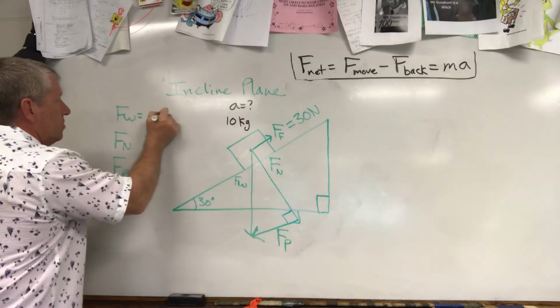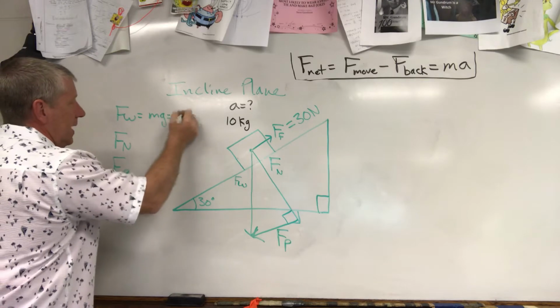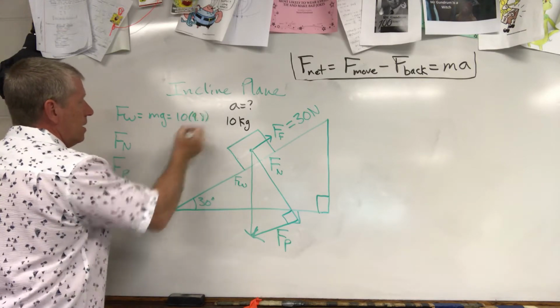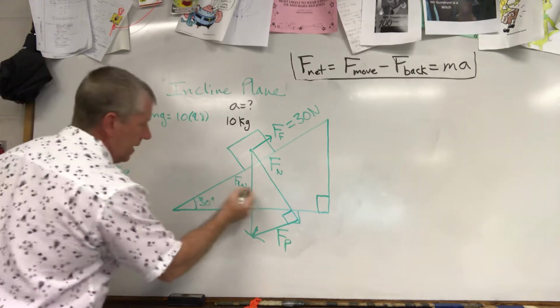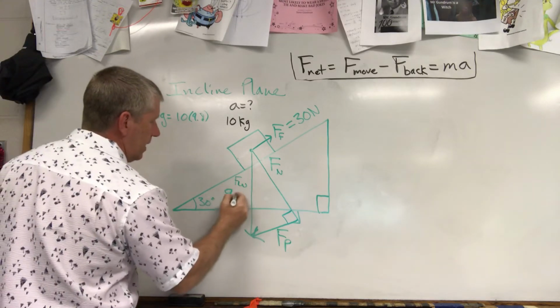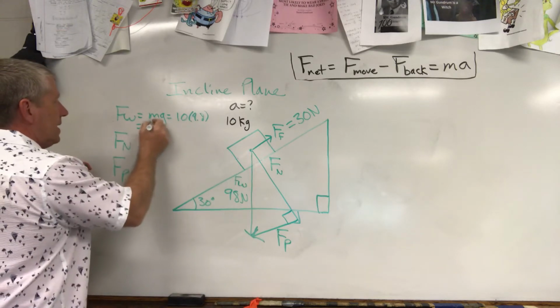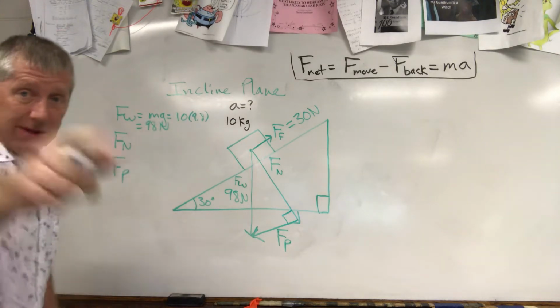Fw is equal to mg, which is equal to 10 times g, which is 9.8. So our Fw, this side right here, is equal to 98 newtons. All right, that one's easy.